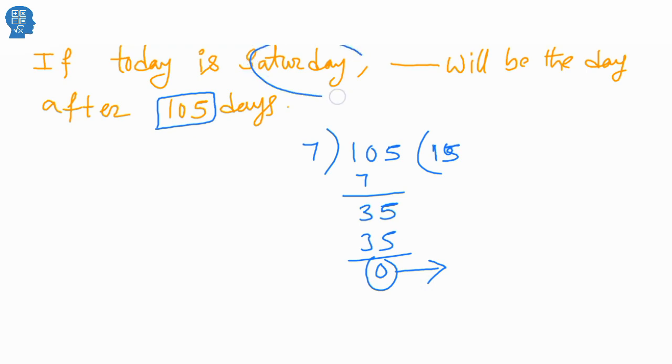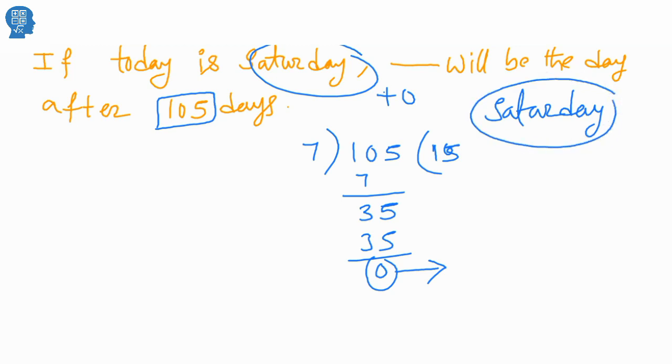The reference day is Saturday, after is given, so plus 0. Saturday plus 0 means you get the same day. So after 105 days also we get Saturday. The answer for this problem is Saturday. I hope you understand all the problems we discussed on calendars.